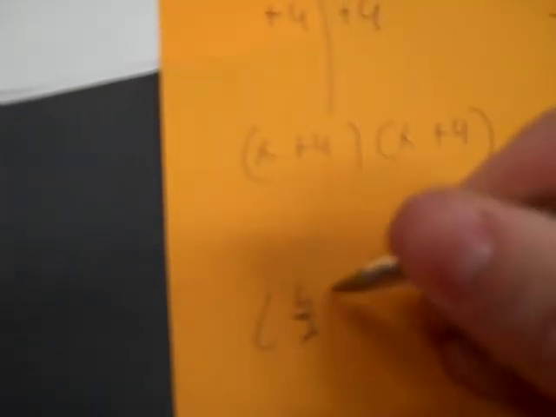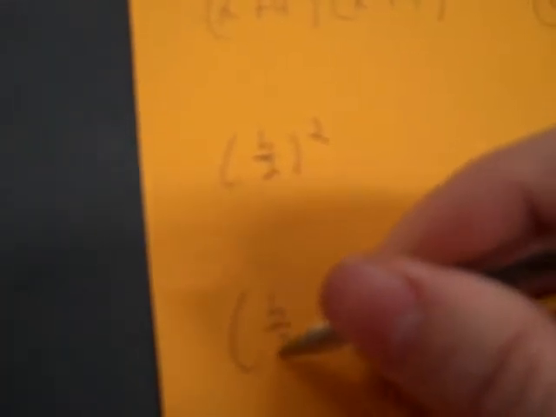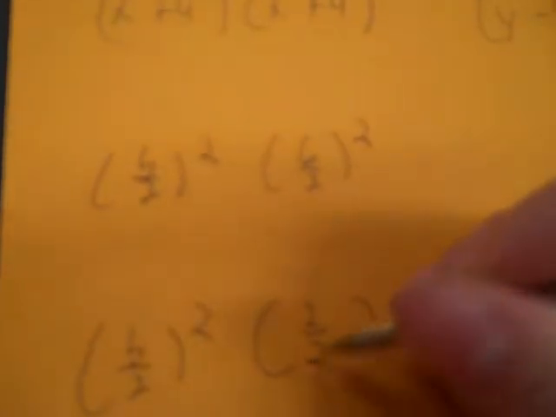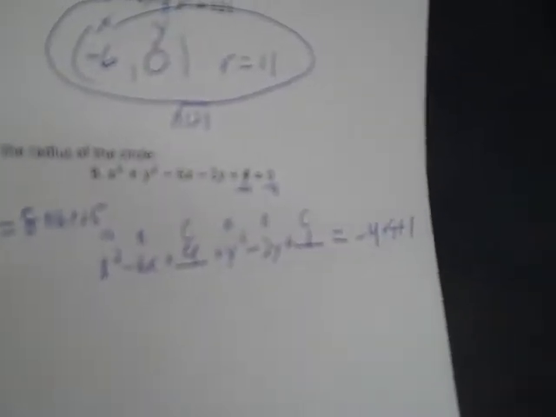So b over 2 to the second and b over 2 to the second. So the b is 6 over 2 to the second, and then the other b is 2 over 2 to the second. Why am I not putting negative? Well, if I take something to the second power, the negative cancels. So that's 3 to the second, which is 9. That's 1 to the second, which is 1. So I bring in a 9 and a 1, but then I got to add a 9 and a 1 to this side.